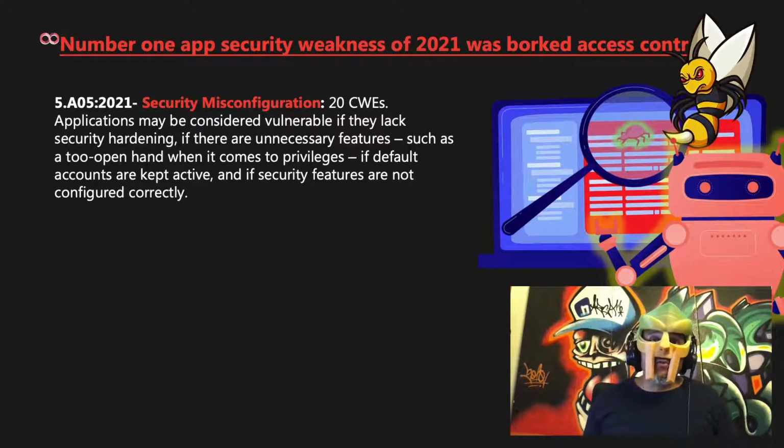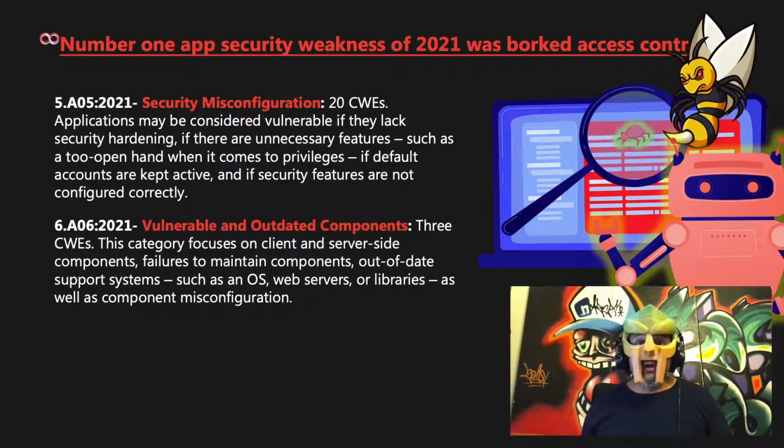Applications may be considered vulnerable if they lack security hardening, if there are unnecessary features such as being too open handed when it comes to privileges, if default accounts are kept active, and if security features are not configured correctly. Number 6 was vulnerable and outdated components. With 3 CWEs, this category focuses on client and server-side components, failures to maintain components, out-of-date support systems, such as the OS, web servers, or libraries, as well as component misconfiguration.